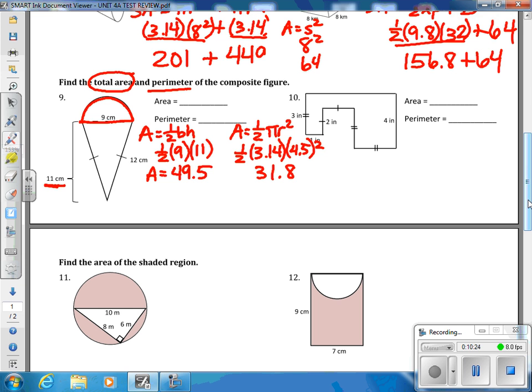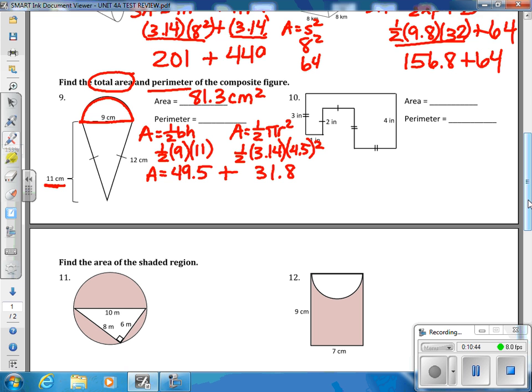So now to find total area, you have to add those two numbers together. So when we add 49.5 and 31.8, we're going to end up with 81.3 centimeters squared. Okay, when you find total area, you have got to add separate numbers together. Now, perimeter is around the outside of the shape.